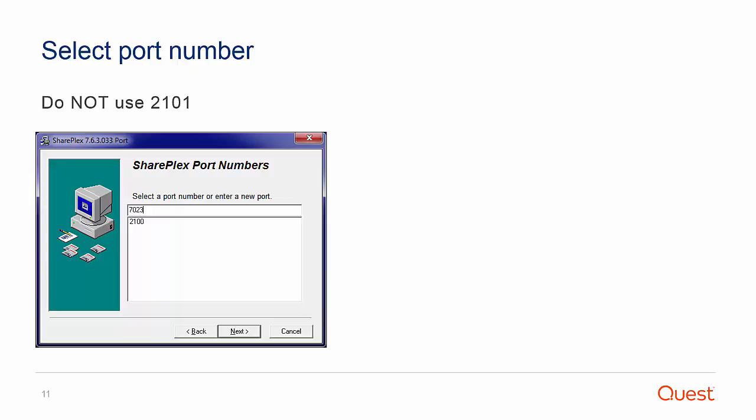When prompted for the port number for SharePlex, do not use port 2101 as a SharePlex port because the SP Remote SharePlex module on Windows uses port 2101. In this example, we will use port 7023. Also, make sure that all related SharePlex instances on the other machines are installed on the same port that is used on this machine to permit communication among the machines through the TCP/IP connections.